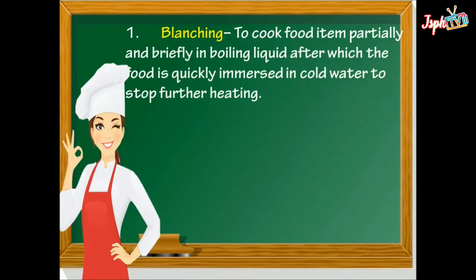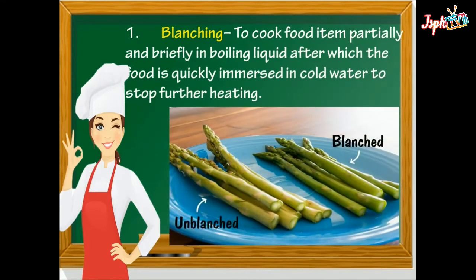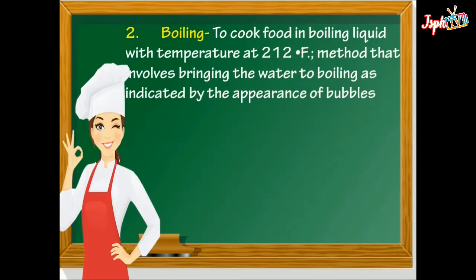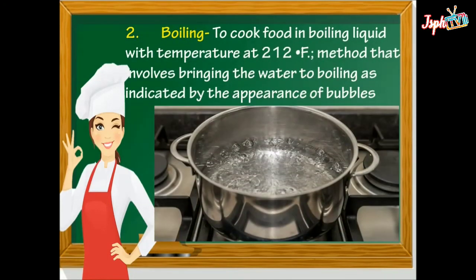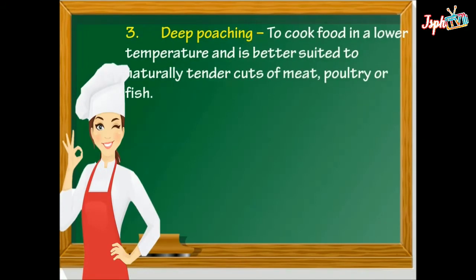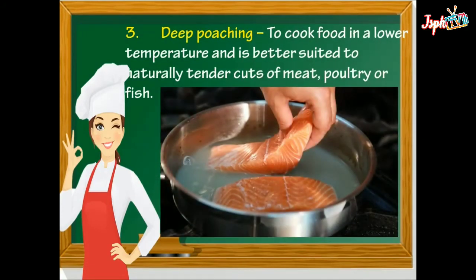1. Blanching. To cook food item partially and briefly in boiling liquid, after which the food is quickly immersed in cold water to stop further heating. 2. Boiling. To cook food in boiling liquid with temperature at 212 Fahrenheit, method that involves bringing the water to boiling as indicated by the appearance of bubbles. 3. Deep poaching. To cook food in a lower temperature and is better suited to naturally tender cuts of meat, poultry, or fish.